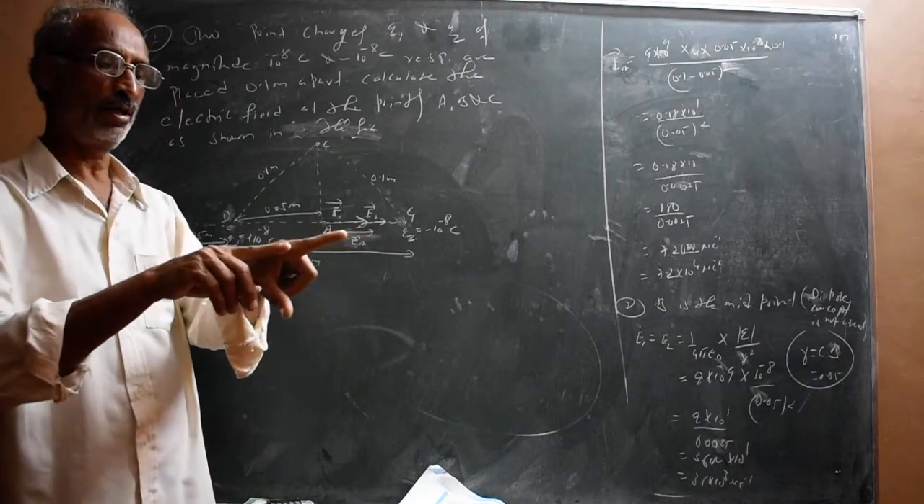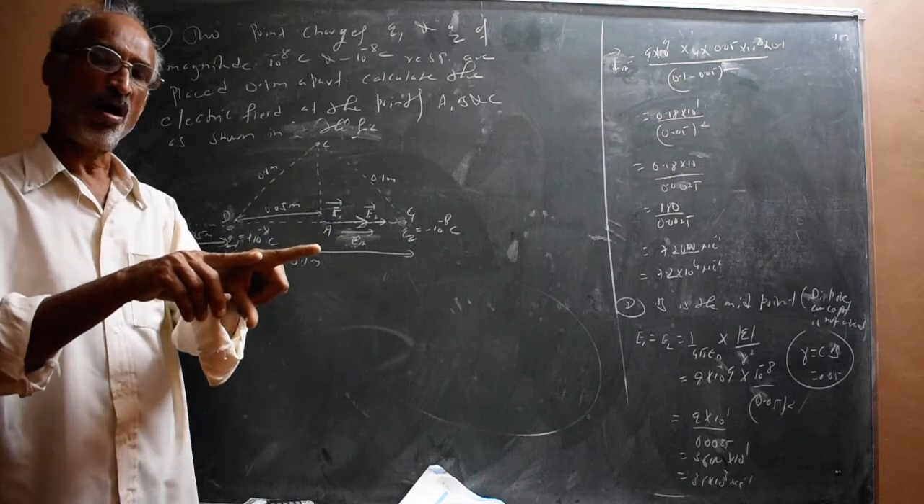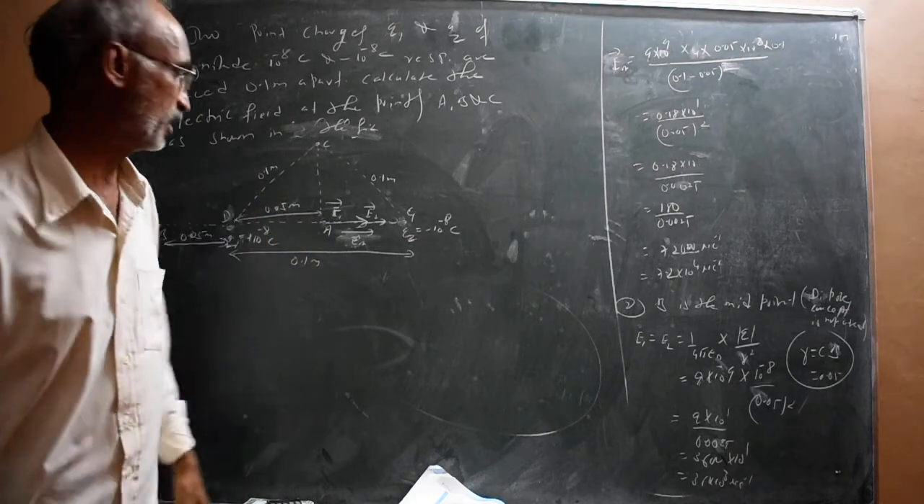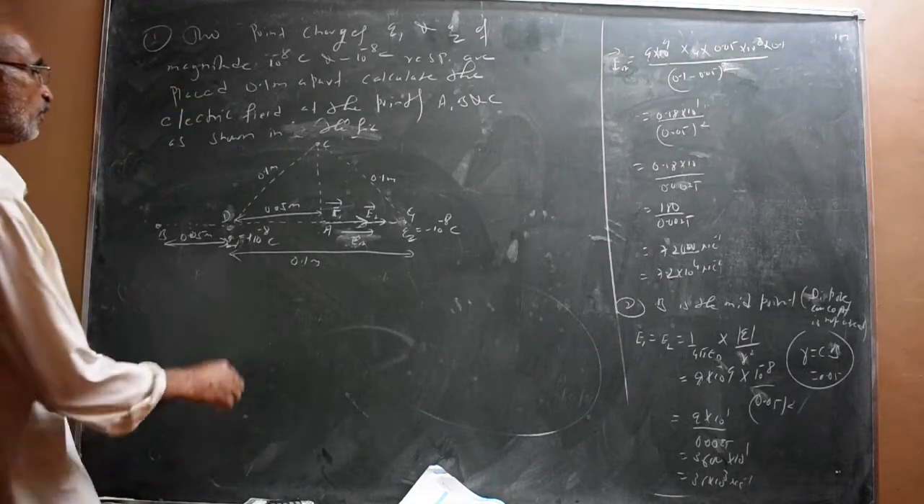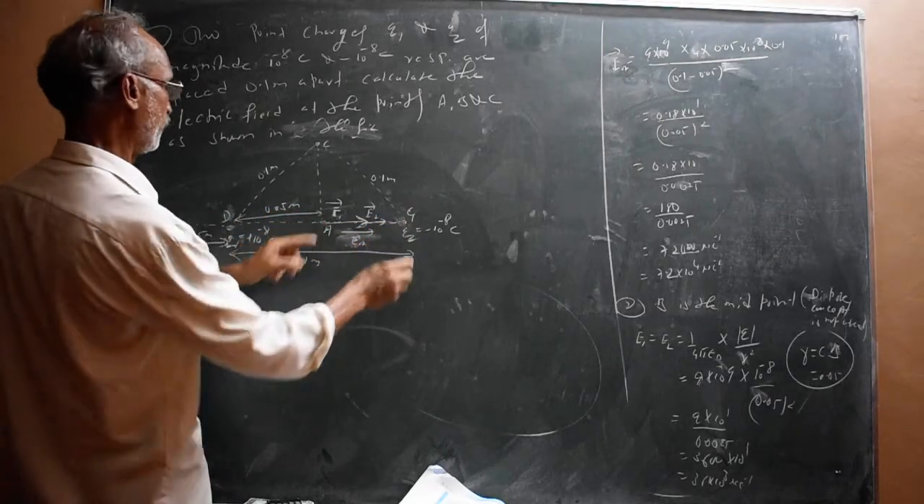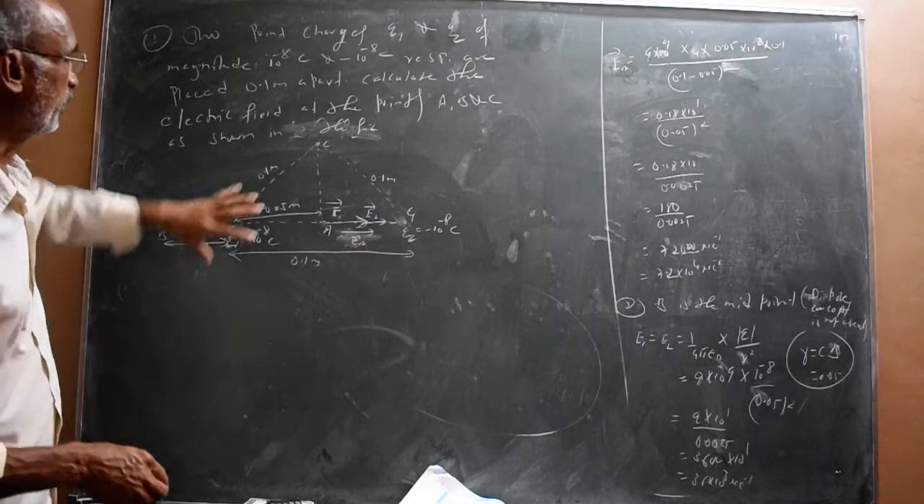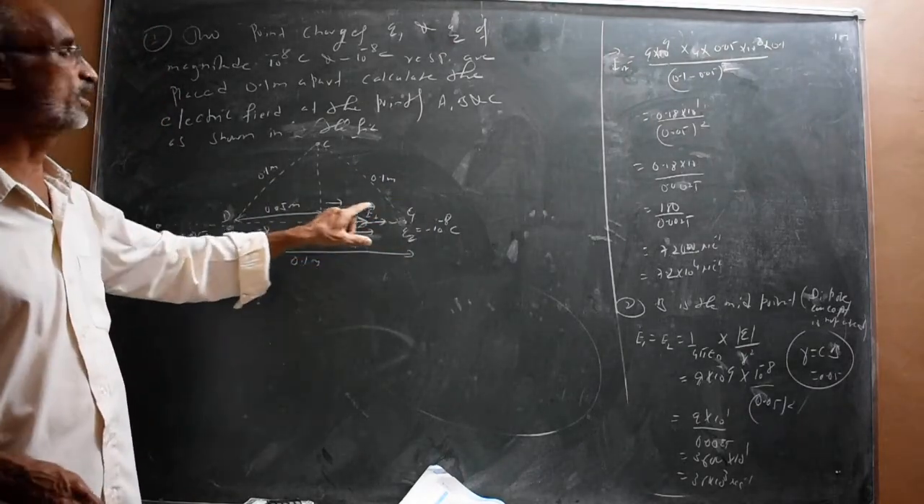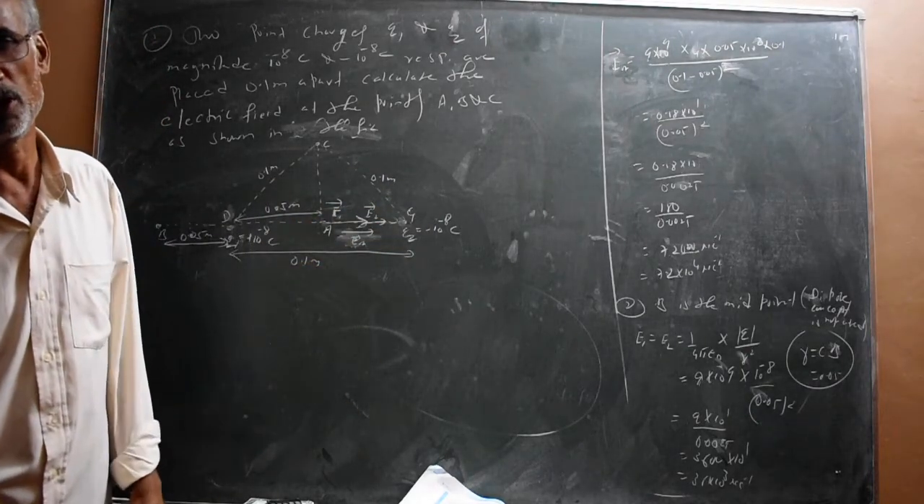If two vectors are acting in the same direction, then the resultant is R = P + Q. Acting in the opposite direction, then R = P minus Q, and we are talking about the magnitude. Here, this distance is 0.05 and this is also 0.05. Therefore the distances are the same and the magnitudes of the charges are the same. Therefore, magnitude E1 is equal to E2.